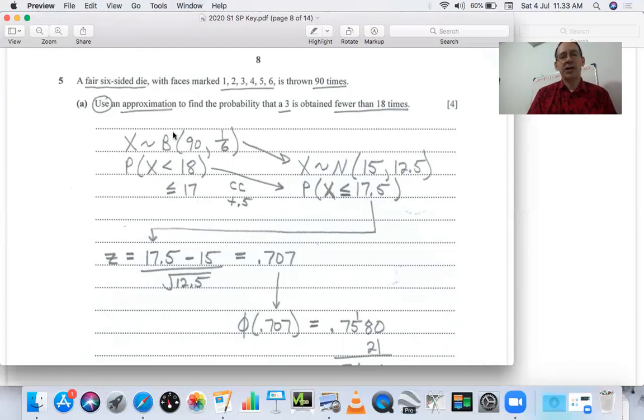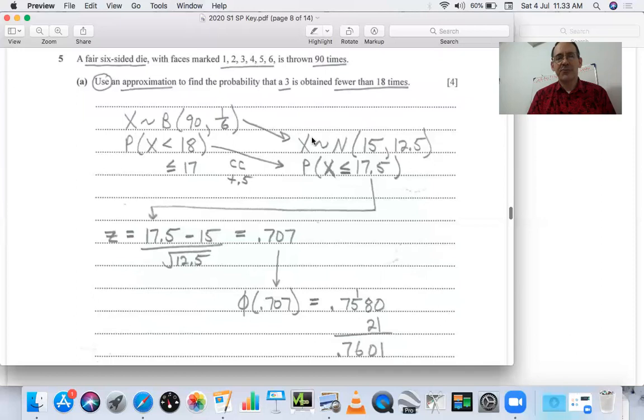Then we need to convert this over to normal because we're going to use normal to approximate the binomial so that we're not doing 18 different calculations from 0 to 17. We're just going to do one calculation with the normal method. So we have to convert our information. Remember now our random variable is distributed normally. To get the mean, you do n times p. So 90 times 1/6 is your 15.